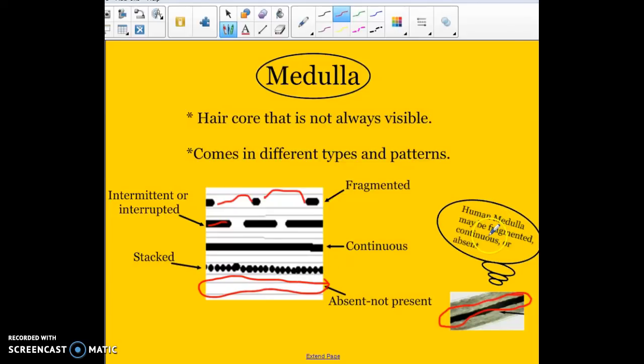Human hair, the medulla can be fragmented, it can be continuous, or it can be absent. Those are your three options. Human hair won't be stacked, and it usually won't be interrupted as well. It'll usually be fragmented, continuous, or absent.